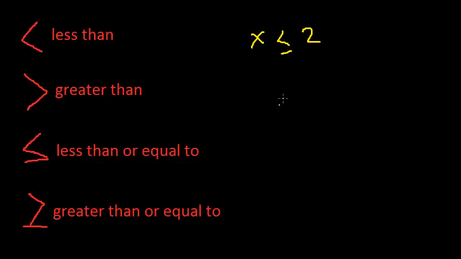Same with that greater than option. If I said y is greater than 3, that means y is anything greater than 3, so 3.001, anything greater than that, 4, 5, 6, and so on and so forth. If I have that "or equal to" option under there, y then can equal 3, and anything above 3.